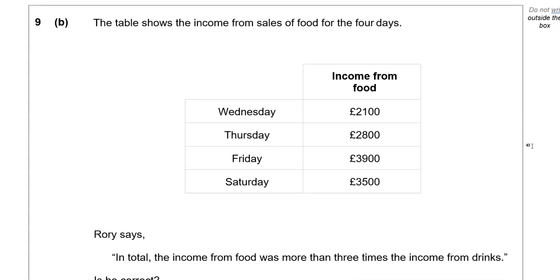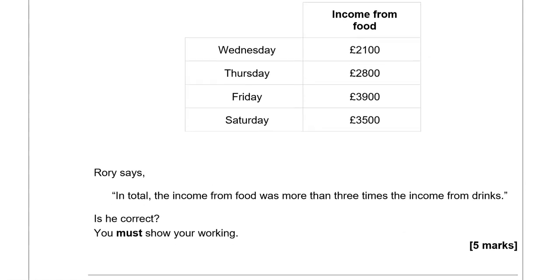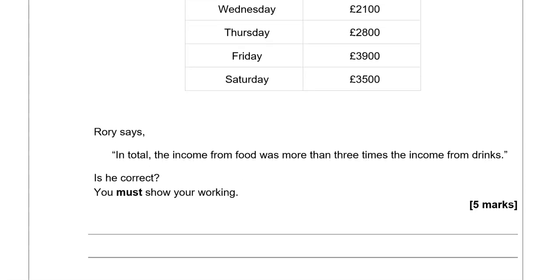The table shows the income from sales of food for the 4 days. Rory says, in total, the income from food was more than 3 times the income from drinks. Is it correct? You must show your working. So we'll work out the total for food and the total for the drinks and then compare.